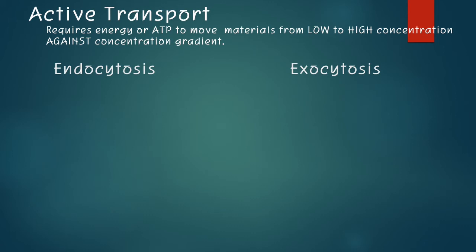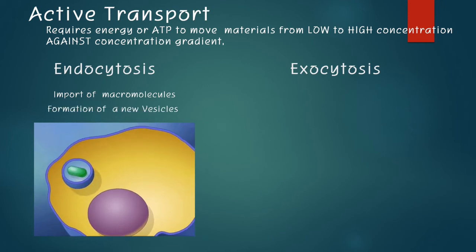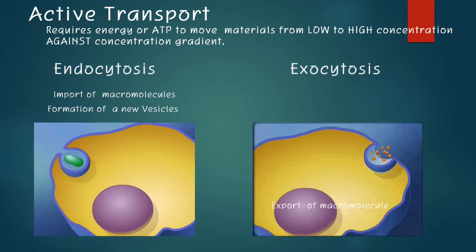macromolecules. It can either be in the form of hormones, metabolites, proteins, foreign bodies, and even the invading microorganism. Endocytosis is the importation of macromolecules from the outside of the cell going inside. And this is accomplished by the formation of new vesicles.